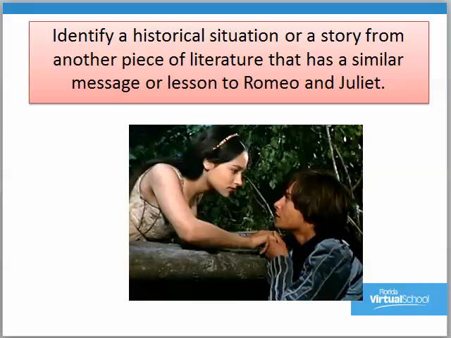So obviously the story of Romeo and Juliet is not a new story. We are very familiar with this. So in reviewing for the test, identify a historical situation or a story from another piece of literature that has a similar message or lesson to Romeo and Juliet. So look back at what we just covered. Where can you find instances of this in another historical situation or another story?